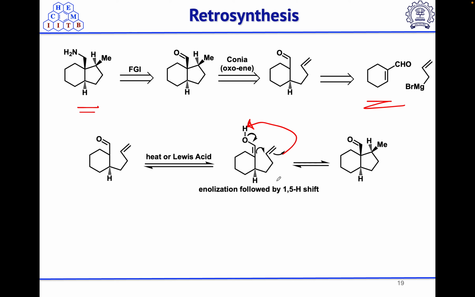So first, under heating conditions, enolization will take place, and then the 1,5 hydrogen shift will take place. So you will get this cyclization product, and you can see how you are getting this 6,5 fused ring easily. Now, how can you convert this aldehyde to amine?